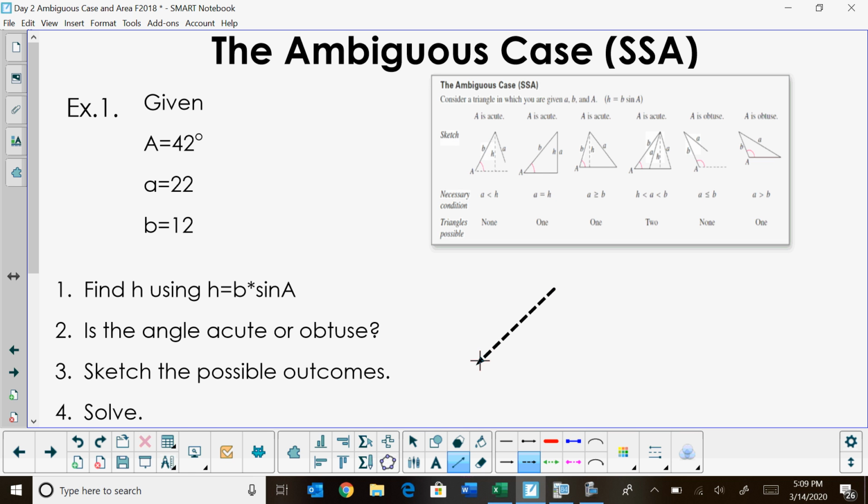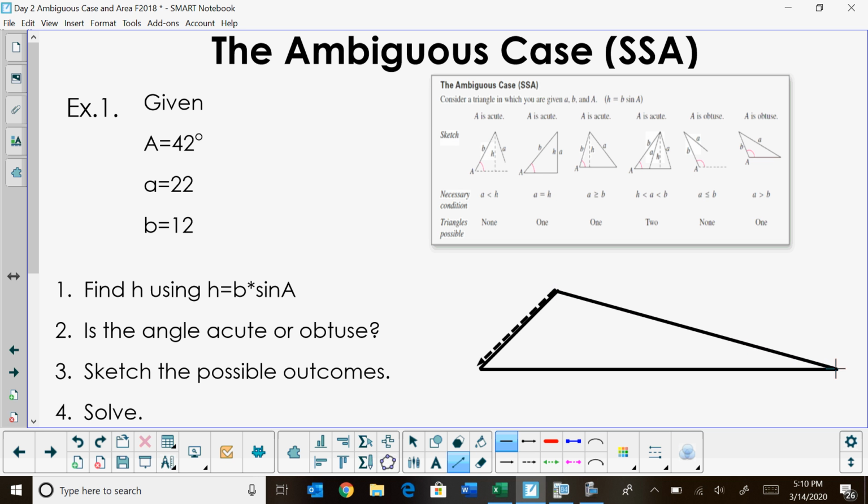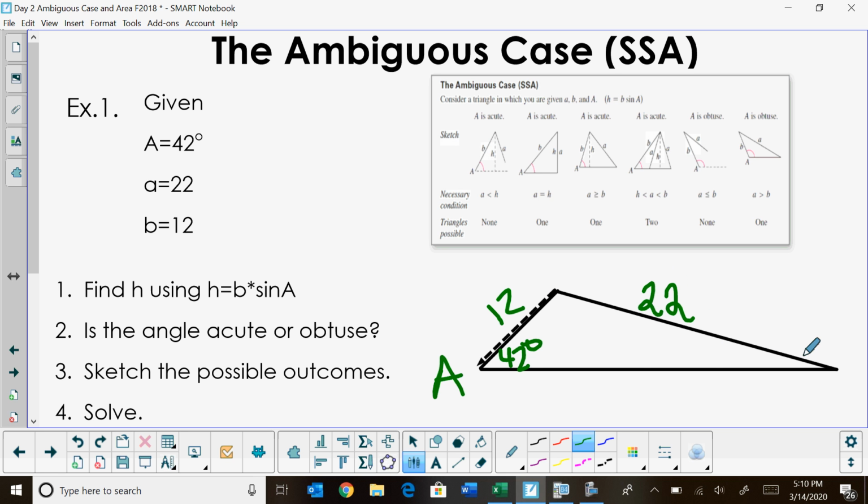So let's sketch it out. Let's get a better line there. Here's one side. We'll call that side B. We'll make the angle at 42. And I'm going to stretch this out so it's a little more to scale. Okay, and that side's going to be our side A. So this is going to be angle A, and it's 42 degrees. This is going to be side B, and it's 12. And then side A, which is always opposite angle A, is 22. It's quite a bit larger, so it's going to stretch out. And we're going to solve the rest of the triangle. So that makes this angle B, this angle C, and this side C.